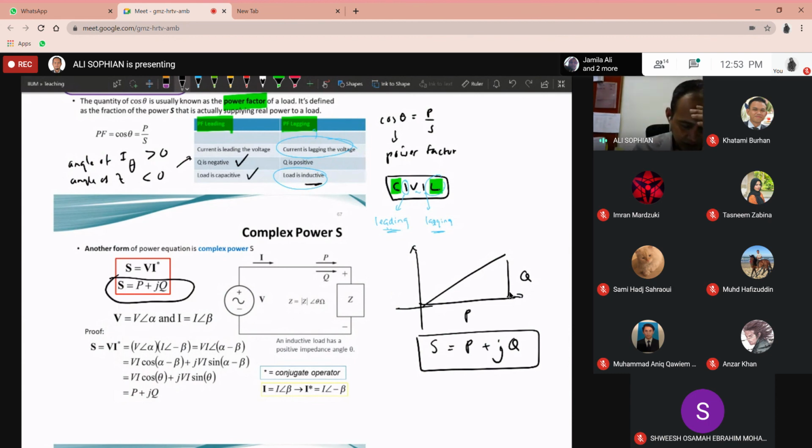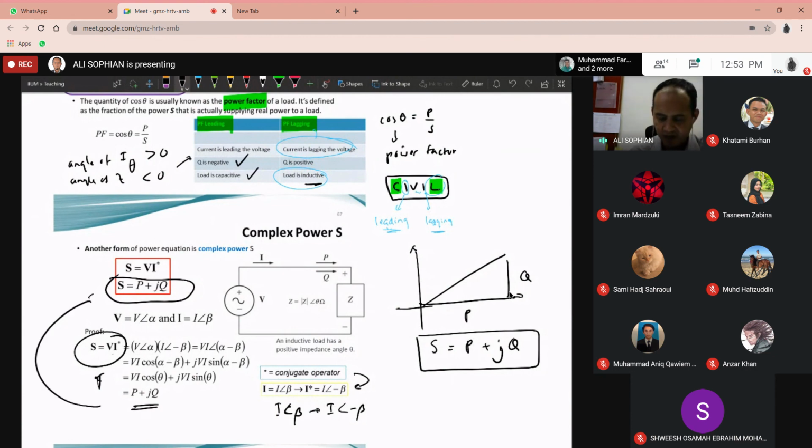Another way, S is also equal to V times I conjugate. The conjugate is given by this. If you have I equals I angle beta, then I conjugate just changes the angle to the opposite polarity, which is I angle minus beta. So S equals V times I conjugate, and if you work this out, you should find that it is equal to P plus jQ as well, which is the first one that we've already got from the power triangle.